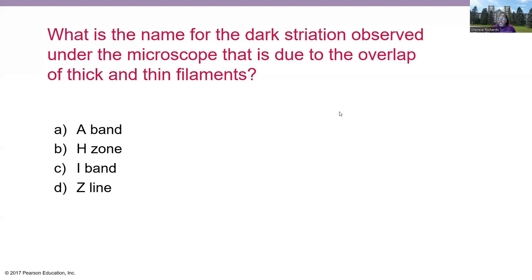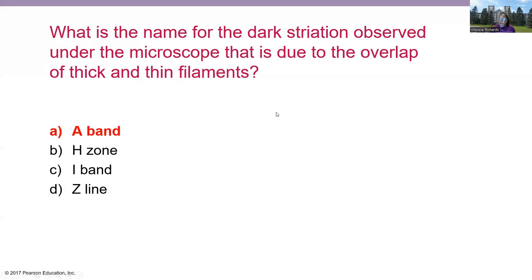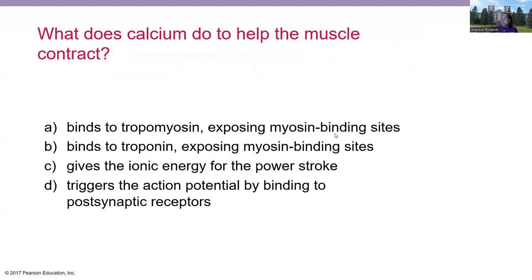What is the name for the dark striation observed under the microscope that is due to the overlap of thick and thin filaments? Some of you went for A, some for D. The answer here is A. Remember, the only spot of overlap is the A band. This is where the actin and myosin filaments are actually crossing over each other, and so there's a darker staining pattern in that band. And it's the only spot that doesn't change with the shortening of the sarcomere as well, right? The A band.